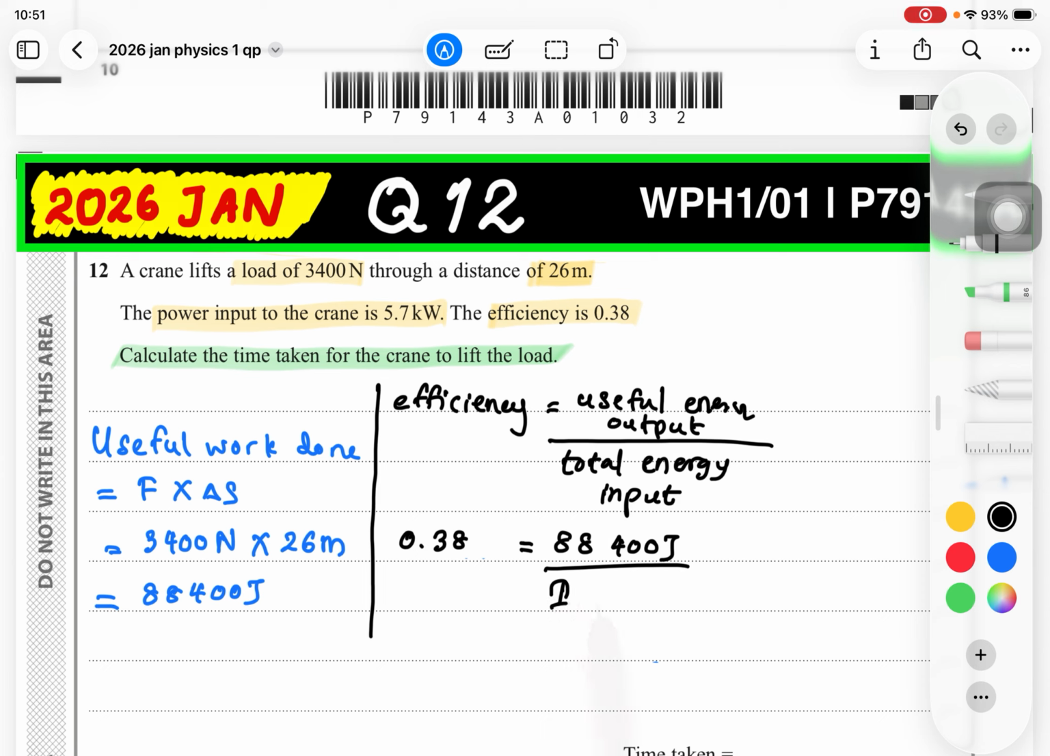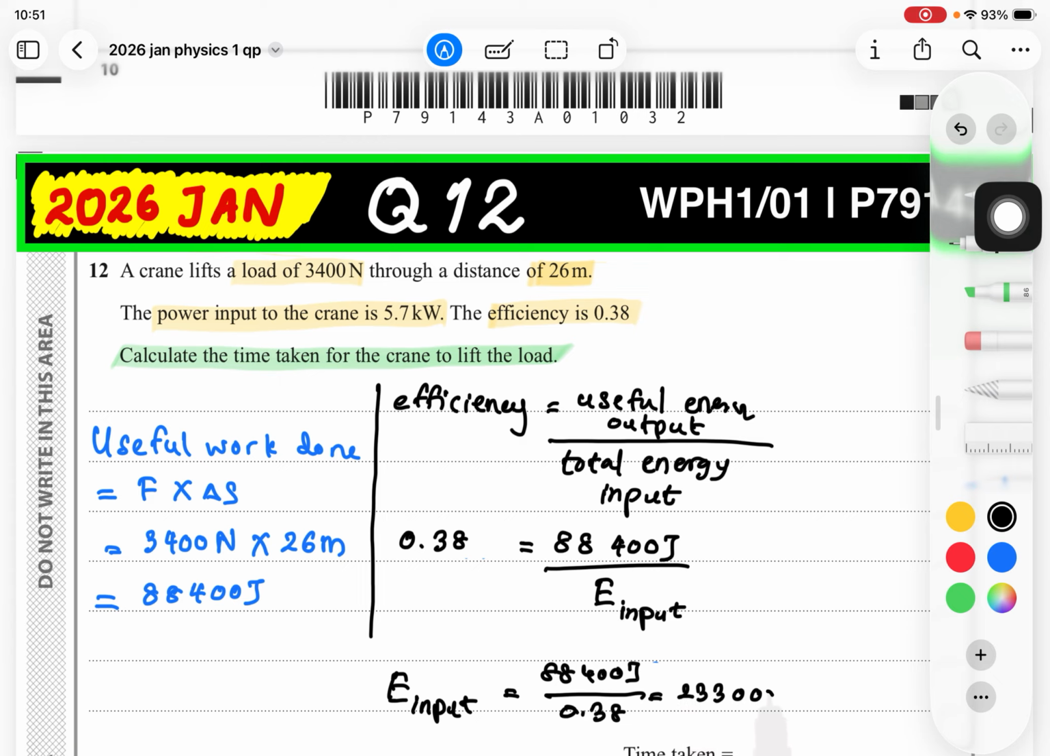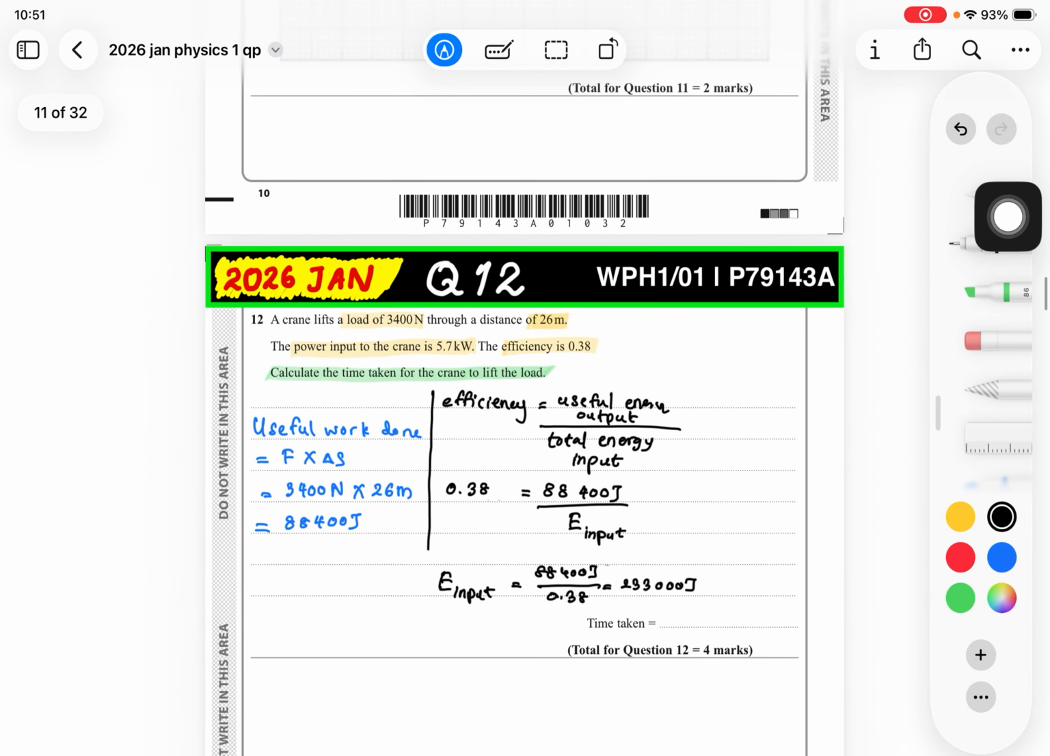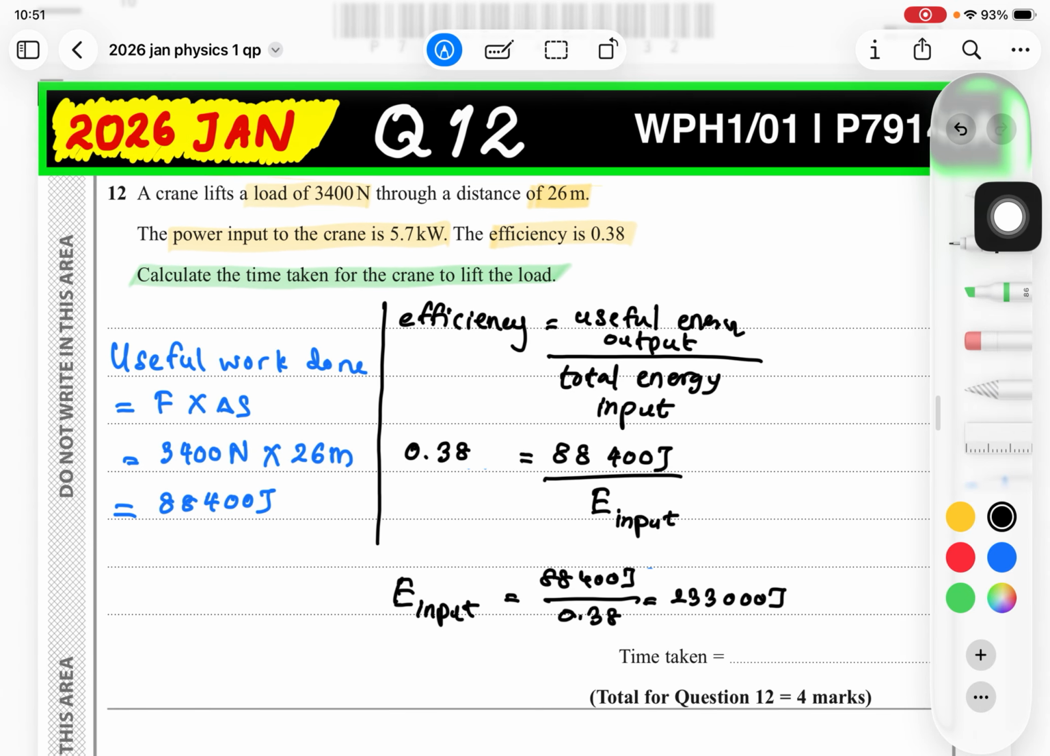We don't know the input energy, so I'll keep it just as E input, just to make our life easy. So we can get the energy input, which is 88,400 joules divided by 0.38. That would give us the value, which is 233,000 joules. So this is our energy input. Now we have the energy, and the only thing missing for now is the time taken. That's the last part of the question.